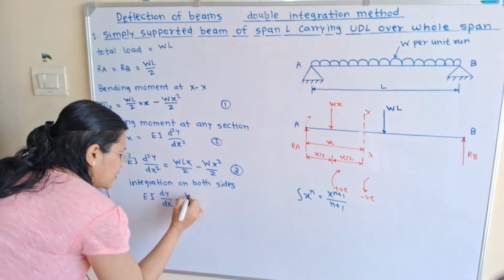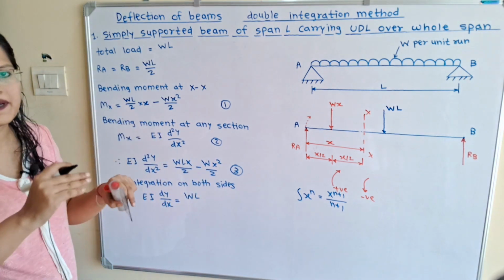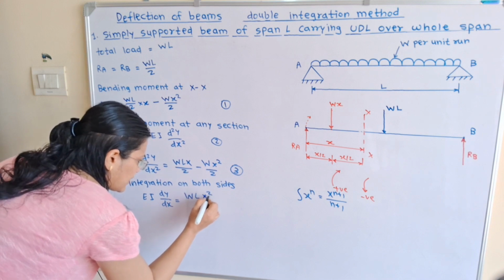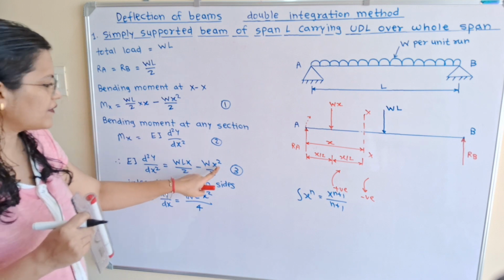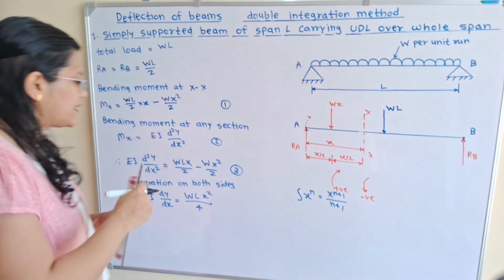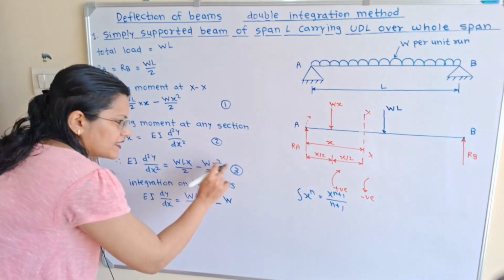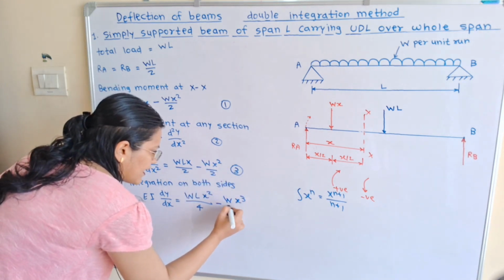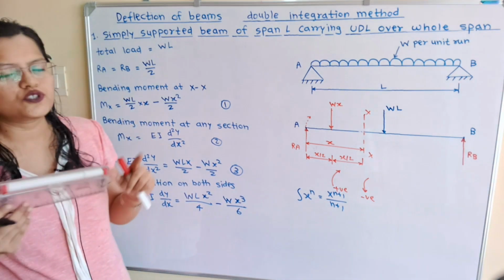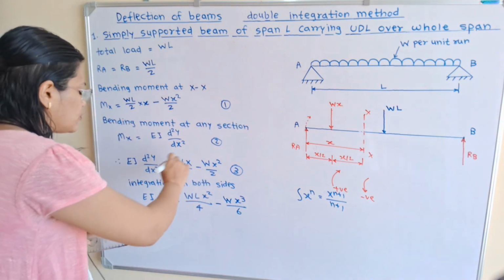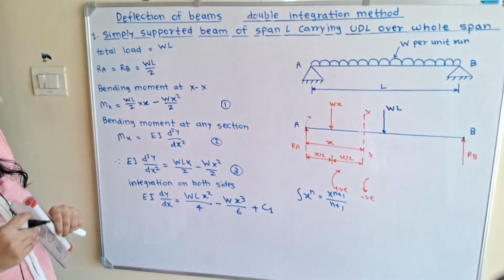So I will write here WL. Now instead of x I will write x square by 2. So here in the numerator x square, and in the denominator 2 multiplied by 2 is 4. Now in the same way for x square, it is x cube by 3. So here minus W. Now in the numerator instead of x square we will write x cube divided by 3, so 3 multiplied by 2 is 6. And we also have to show the constant of integration. So this is the first integration, and I will write the constant of integration as C1.